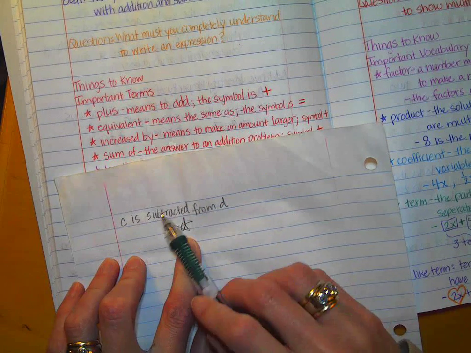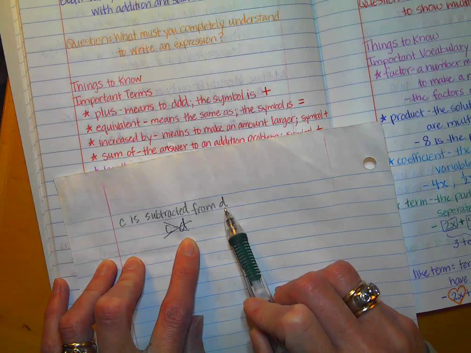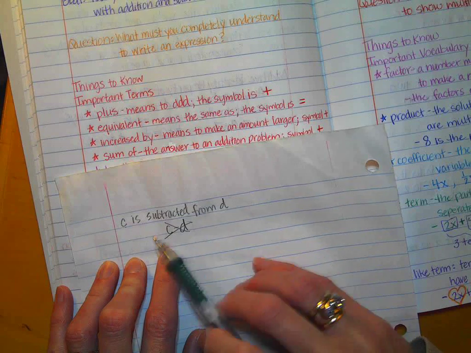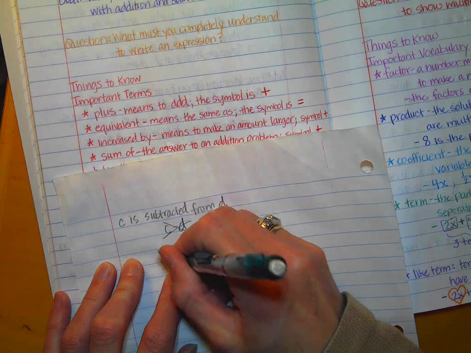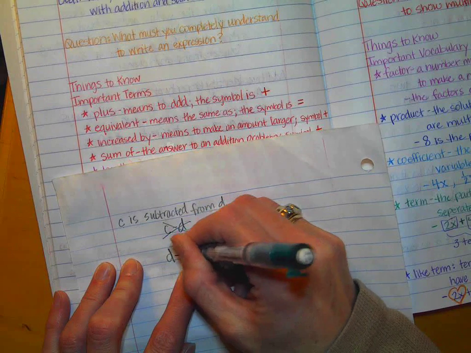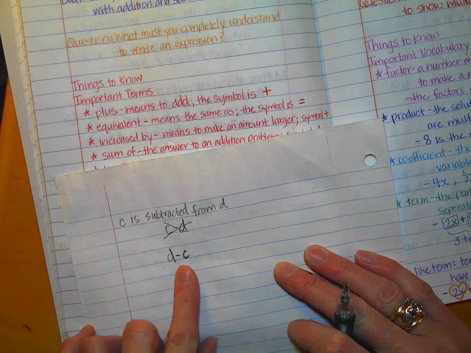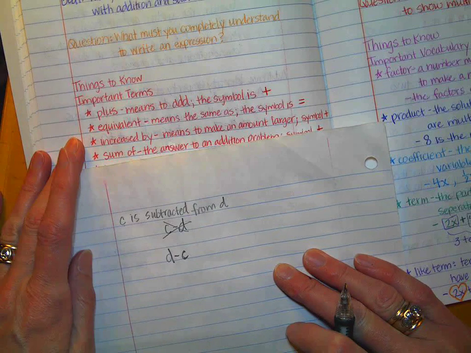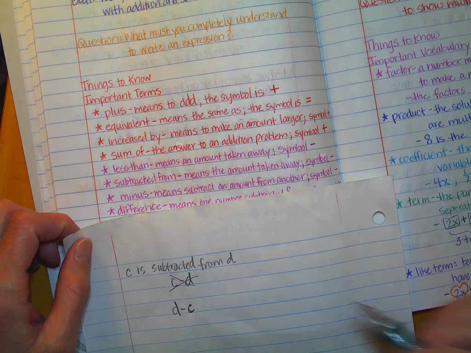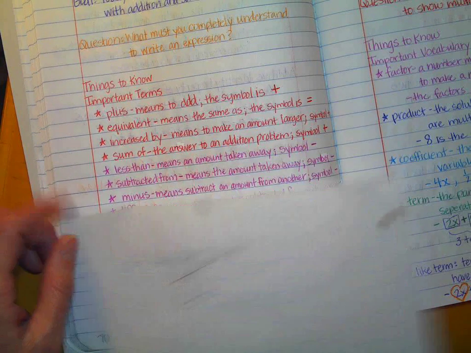So what we have to recognize when we read this subtracted from is that the variable or the number that actually follows it is the amount that we have, and C is taken away from that. So the way that we would write this as an expression is D is the amount we have because it says subtracted from. D is the amount we have, and C is what we're taking away. So the correct expression for this math sentence is D minus C. Do you see how the language can get tricky? Now you understand why I had you write these down, because when you're trying to decipher the words and turn them into a math sentence, it can get kind of tricky. So that's why we're doing this in your notes.